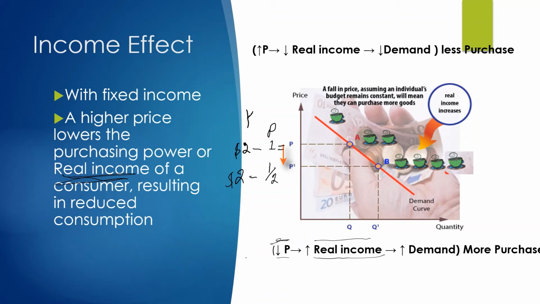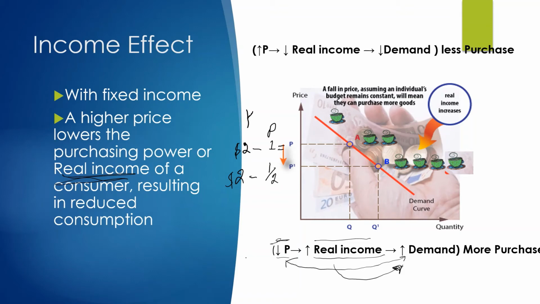That's why when you are purchasing more, it means your demand for that good is going to increase with the decrease in price. But the explanation of that increase in demand comes from the income effect. Okay, it is connected with the income effect because you can purchase more, or because your real income has increased. That's why you are demanding more.